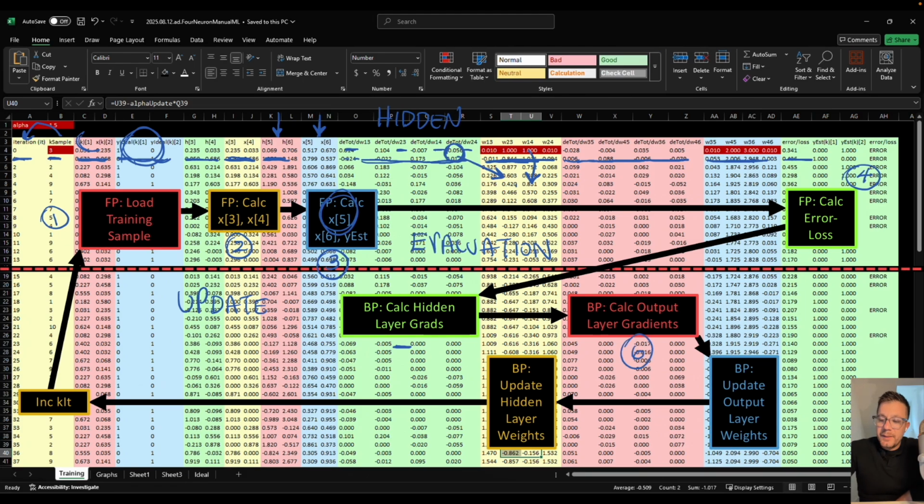And then finally, we take those gradients, we combine them with the previous values of the synapse weights, and we update the output layer weights as well as update the hidden layer weights. After that, we simply increment the iteration and start over.